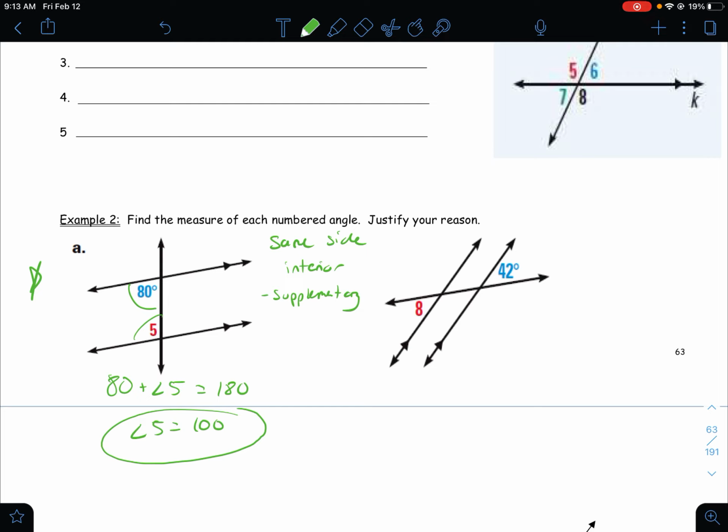All right, and justifying our answer is that they are same side interior, and we know that same side interiors are supplementary.